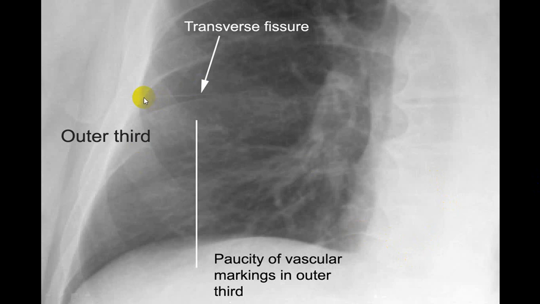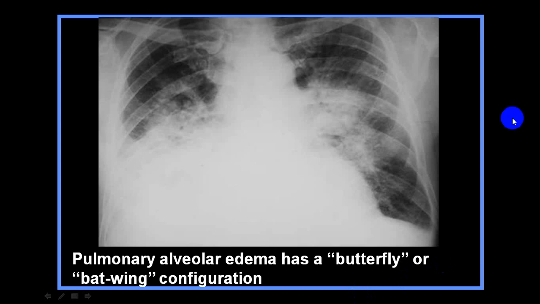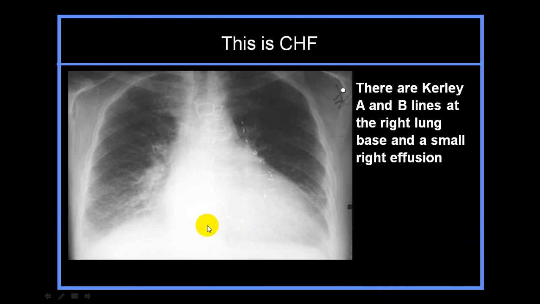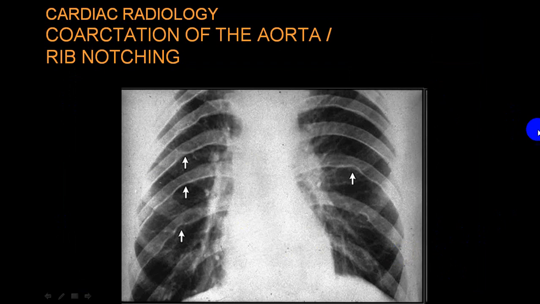You can see fluid in a transverse fissure. This will be in favor of what we call congestive heart failure. Bat wing appearance, costophrenic angle not seen, straightforward congestive heart failure. Again same, cardiomegaly, pulmonary congestion, bilateral pleural effusion, Kerley A line, Kerley B line, congestive heart failure.